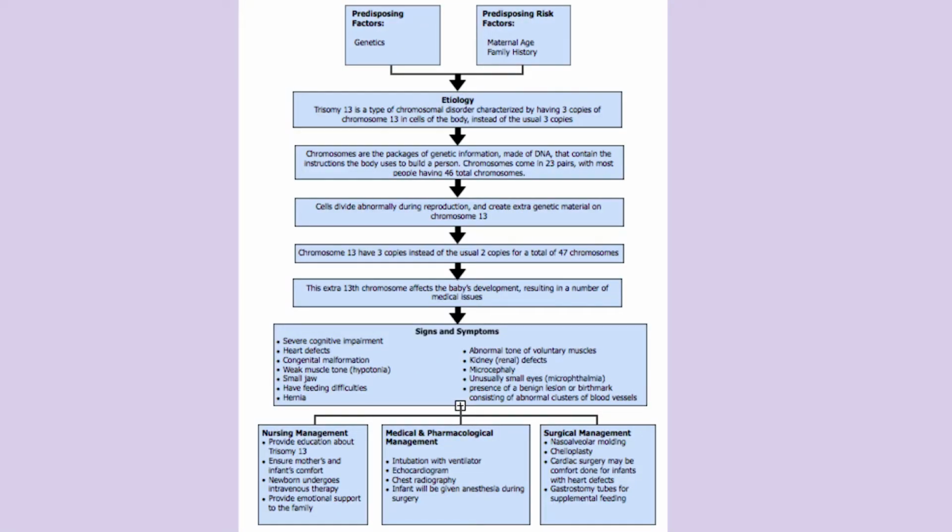So this is the pathophysiology for trisomy 13. We have the predisposing factor, which is genetics, and we also have the precipitating risk factors, which are maternal age and family history. We have the etiology and its signs and symptoms. We also have the different managements: the nursing management, the medical and pharmacological management, as well as surgical management.